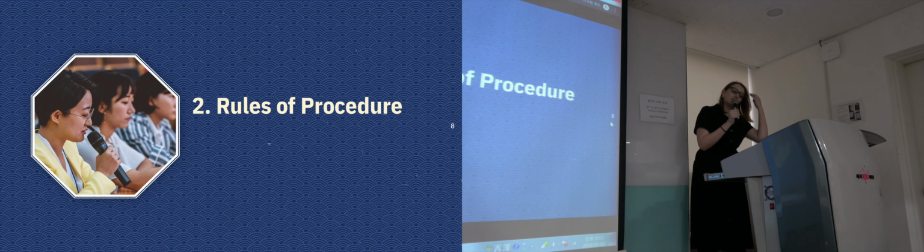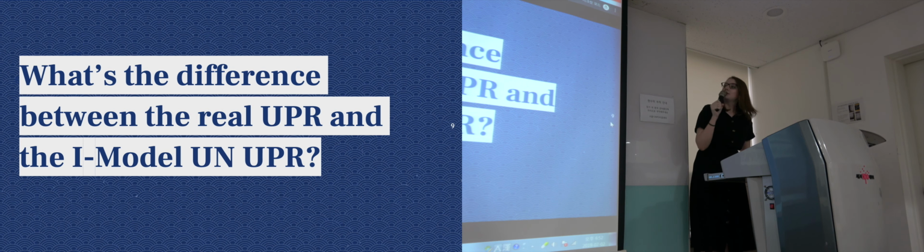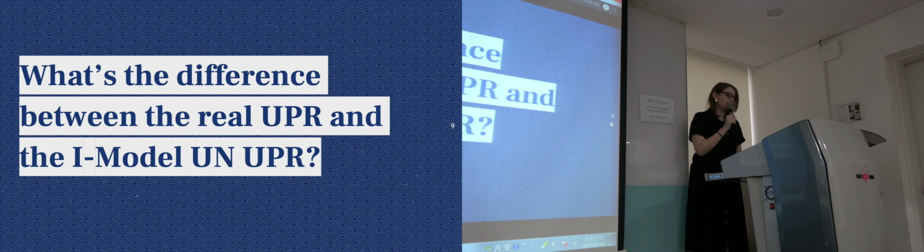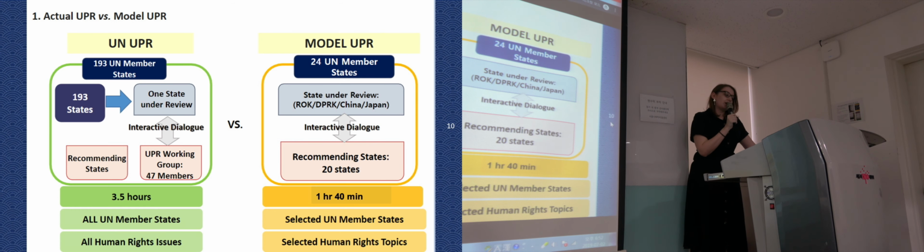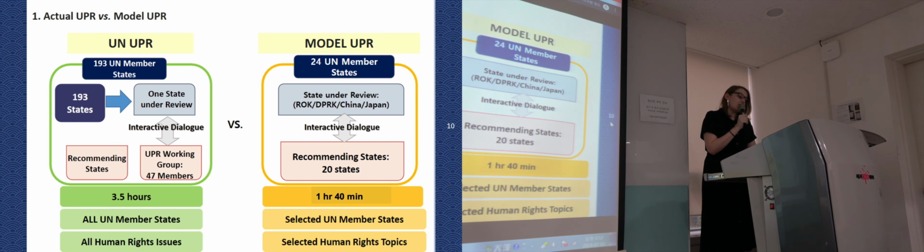So let's go now into the rules of procedure. The first thing we need to look at is what is the main difference between the actual Universal Periodic Review and our event. Throughout its cycles, the actual Universal Periodic Review reviews the human rights records of all 193 UN member states. The reviews are conducted by the UPR Working Group, which consists of the 47 members of the UN Council. However, any UN member state can take part in the discussions and dialogue with the reviewed states.